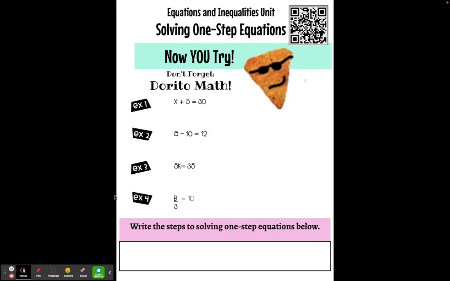And then we're on to actually solving one-step equations. So I call it Dorito math. You have to show your work, okay? Obviously, if you look at these, you should be able to just do these immediately in your head by 6th grade. Okay. For the most part, I think kids will quickly be able to just tell me the answer. This is not about the answer.